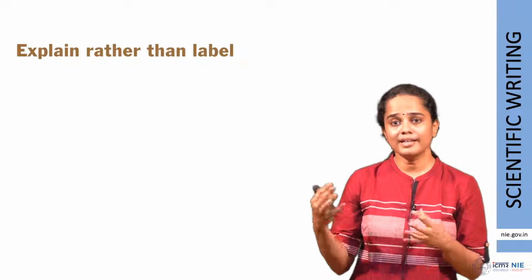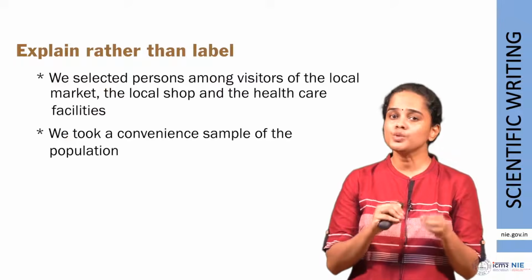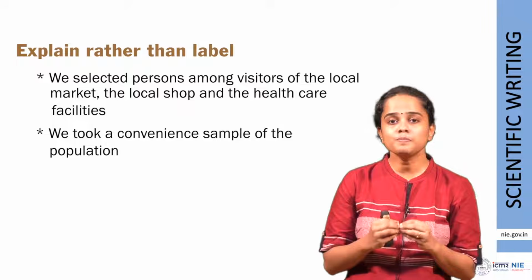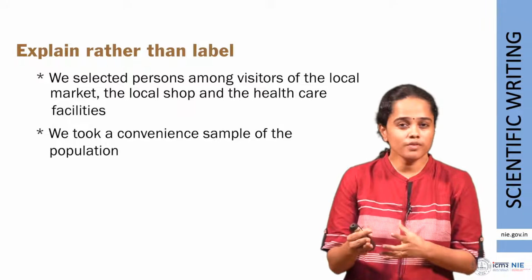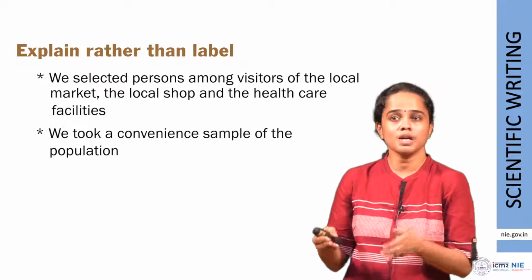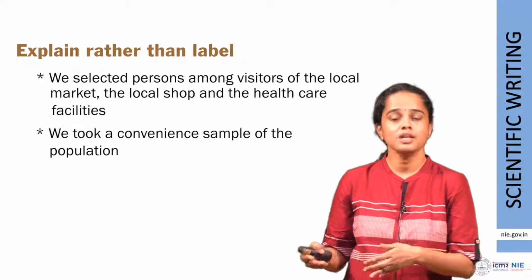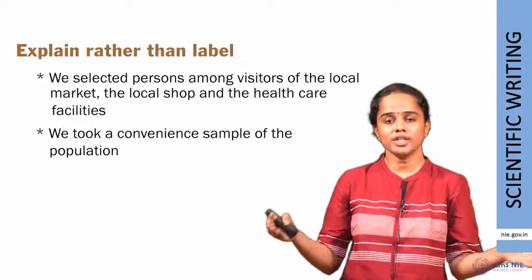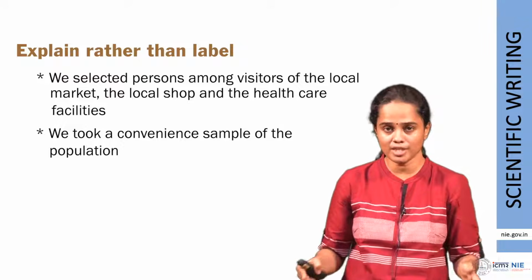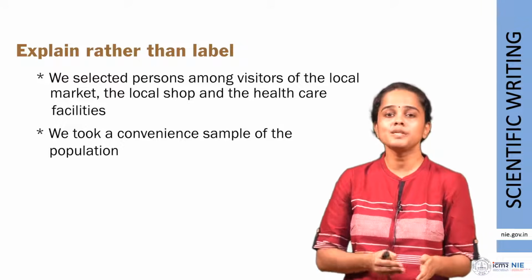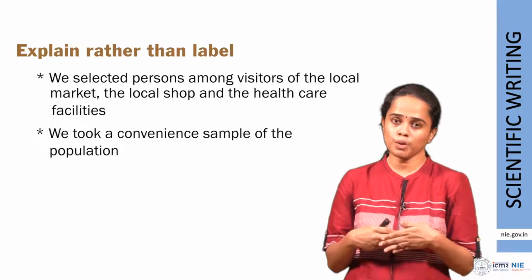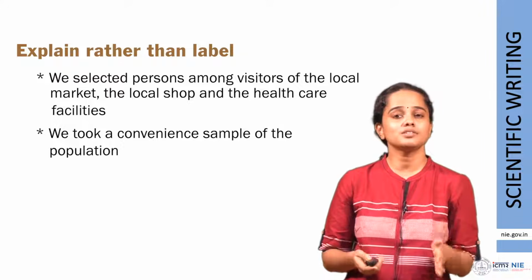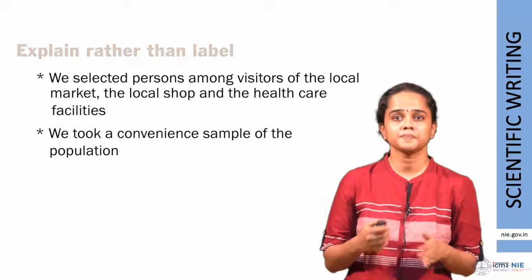Explain rather than label. So like I said, use scientific language but use very simple language. Explain what you did. So here we have given the example. We selected persons among visitors of the local market, the local shop and the healthcare facilities. Now this tells the reader what you actually did. So you have explained. Labeling it would be simply saying we took a convenient sample of the population, which gives you no detail at all. So try to explain rather than simply use label.